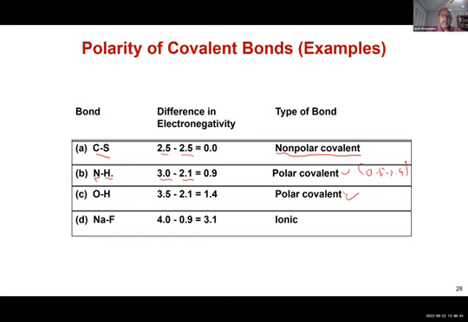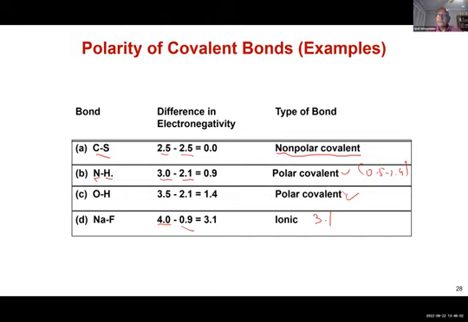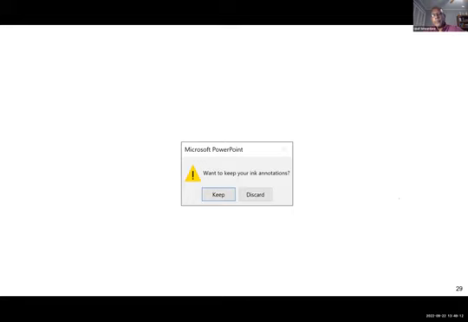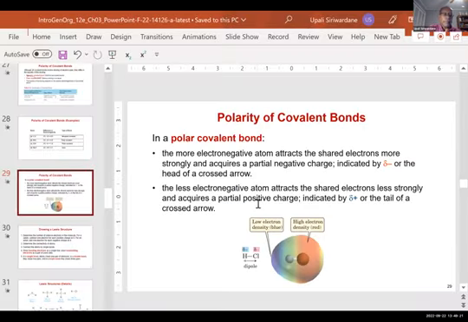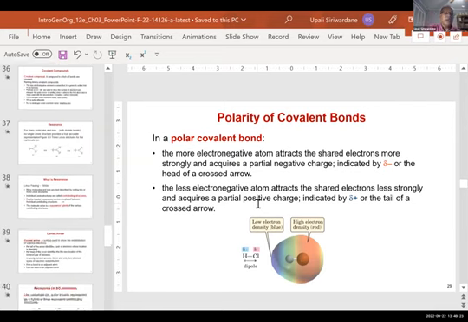For example, ionic compound. Fluorine has higher electronegativity. It should be greater. When you subtract this, 3.1. So you can see it's greater than 1.9. Therefore, it's ionic. So that's how you predict the polarities.